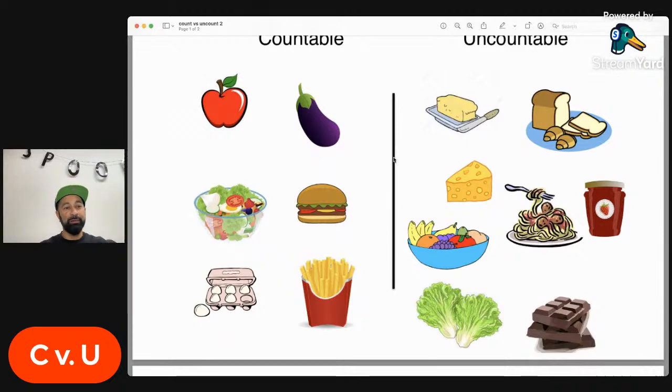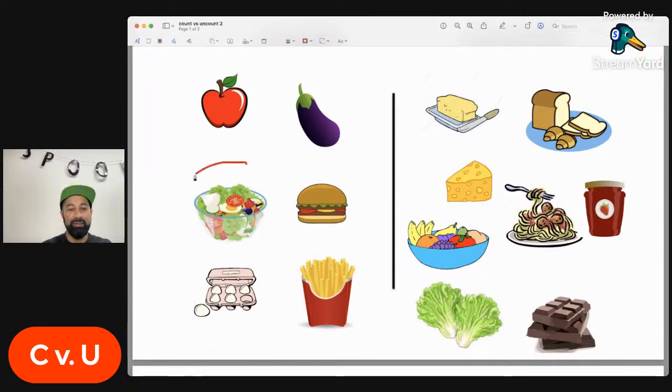On the countable side, we've got an apple, eggplant, salad, burger, eggs, and fries. Now, if you notice, eggs and fries have an S on them. That's your next trick: if there is an S on your noun, it is most likely going to be countable, because that means it's plural. We can count them. Fries ends in an S, so it must be countable. I think the one that's going to confuse everyone is this right here.